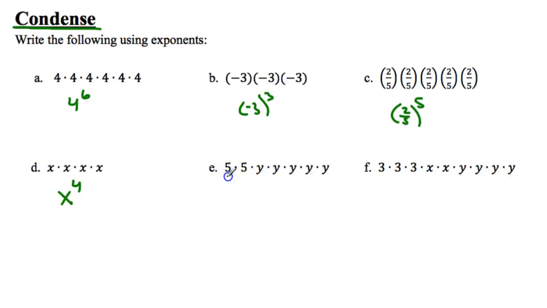So right here, we've got 5 times 5. Well, that becomes 5 squared, or 5 to the 2nd power. And that's being multiplied by y times y times y times y times y. So that is y to the 5th power. You can put a little dot there to show multiply, but if a number is right next to a variable, it already means multiply.